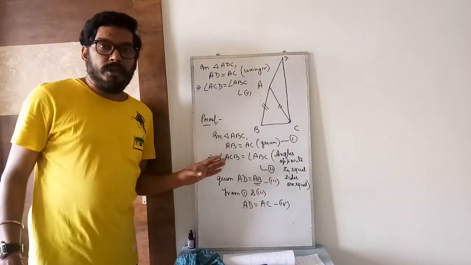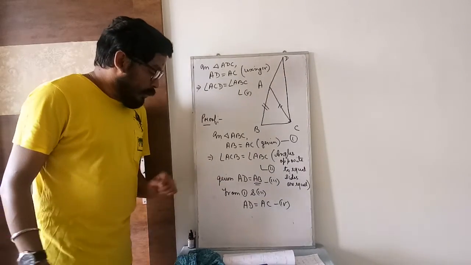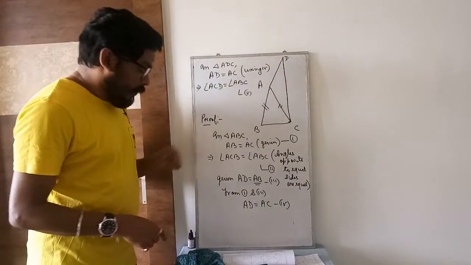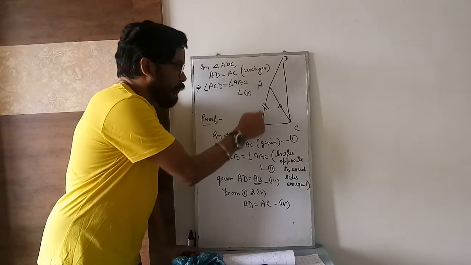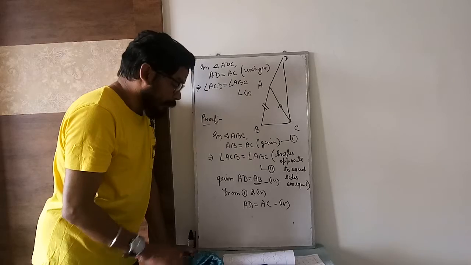Since the video was not clear, let me repeat the explanation again. In the question it was given in triangle ABC, ABC is an isosceles triangle. So ABC is an isosceles triangle where AB equal to AC, it is given.